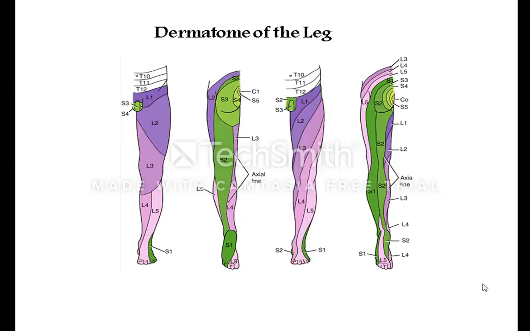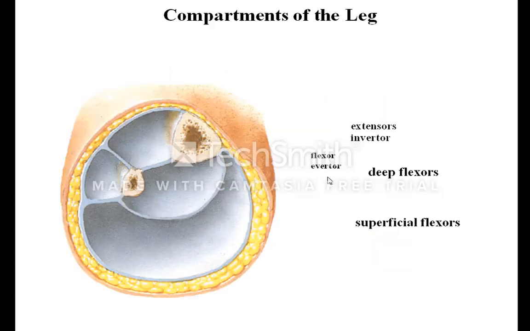So let's go back again to the dermatomes of the leg. As you see, in the anterior leg we have L4 and L5 and partially L3 participating medially, and S1 a little bit lateral anterior. In the posterior aspect, S1 is lateral and S2 medial, and as you see L3 is the most medial. So these are the dermatomes of the leg.